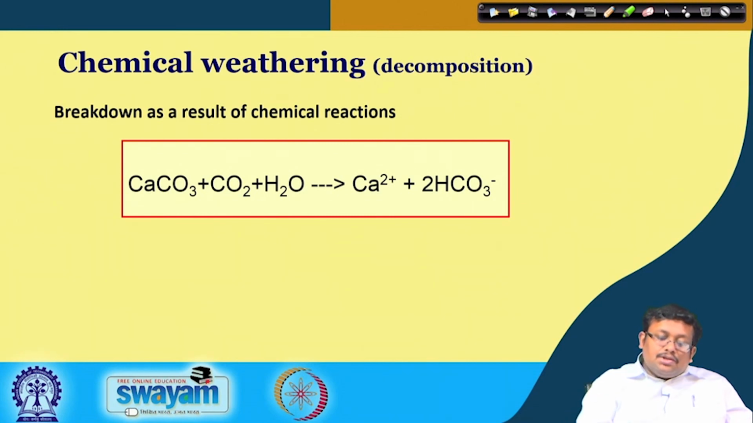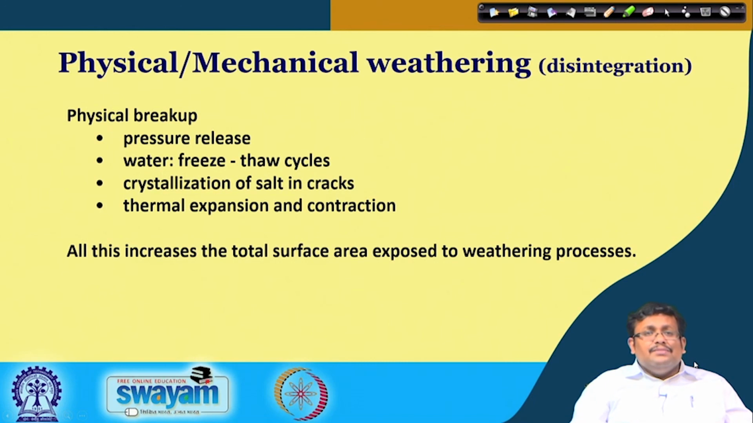Okay. So, what are the different aspects of physical breakup in mechanical weathering? Now, obviously, there are certain forces which are responsible. First of all, pressure release; second, water due to its freezing and thawing cycles; and crystallization of salts in the cracks, as well as thermal expansion and contraction. These are four major processes in physical weathering which participate in disintegration, and all this increases the total surface area exposed to the weathering process.